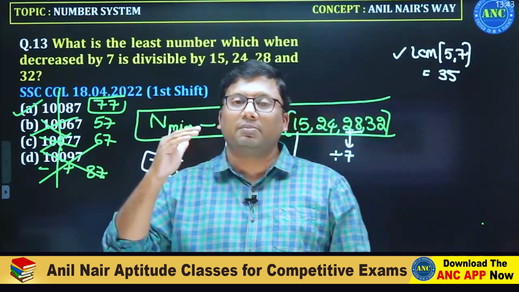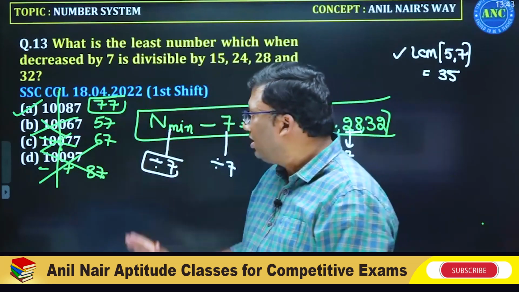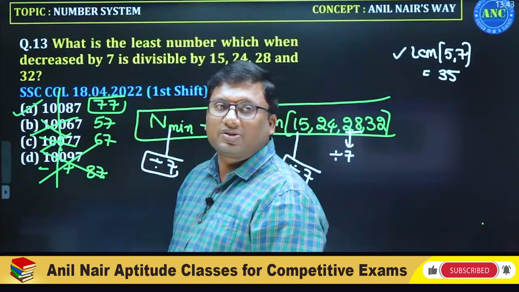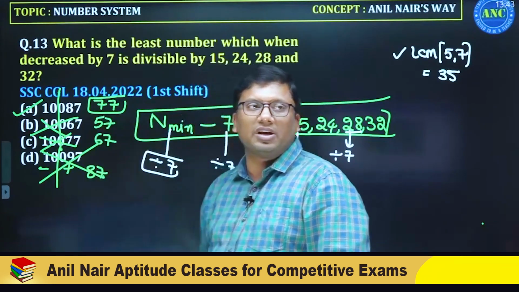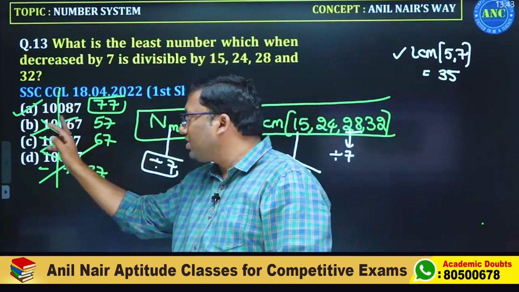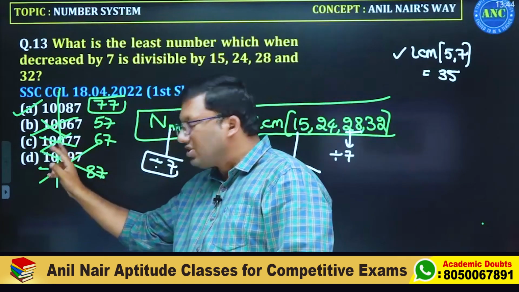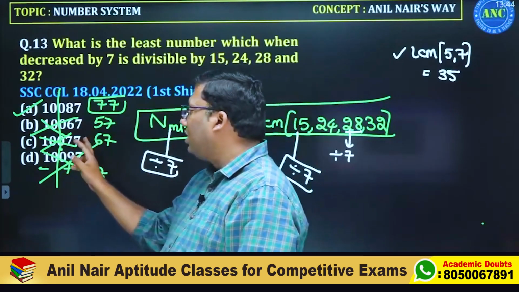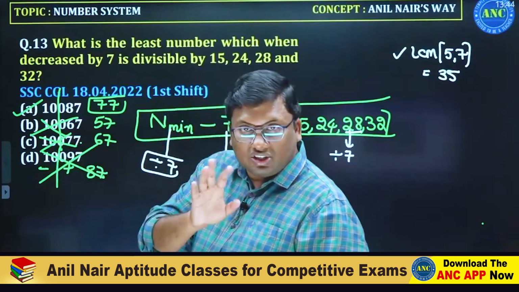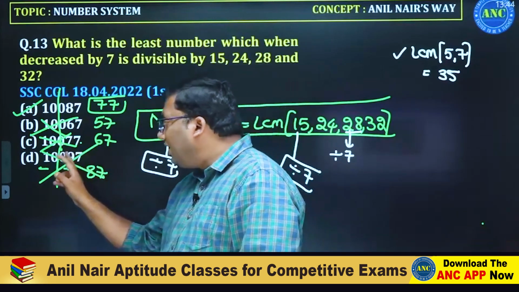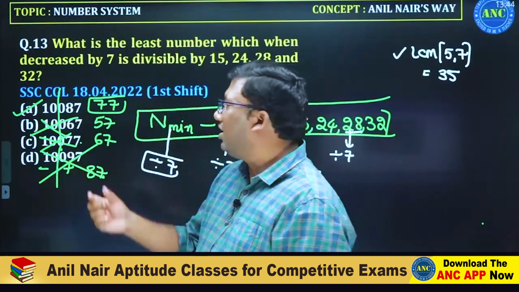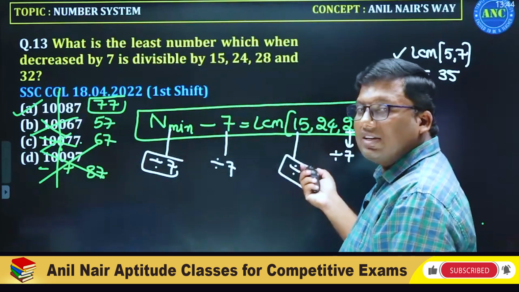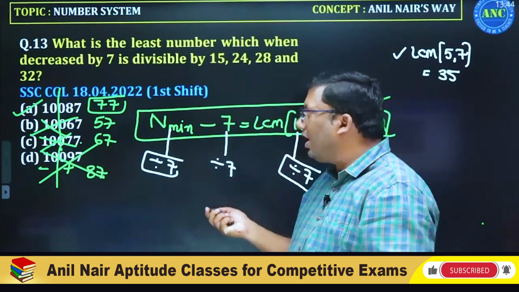How to check whether a number is divisible by 7 or not? Take a group of 3 digits. Keep a slash. Alternately plus, minus, plus, minus. 67 minus 10, 57, not possible. 77 minus 10, 67, not divisible by 7. 97 minus 10, 87, not divisible. The only possible value is 87 minus 10, the answer is 77. I hope the idea is clear.